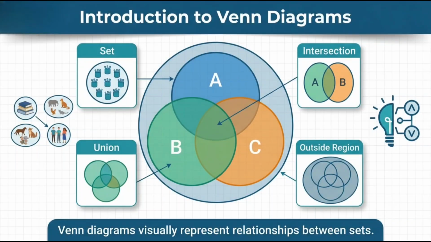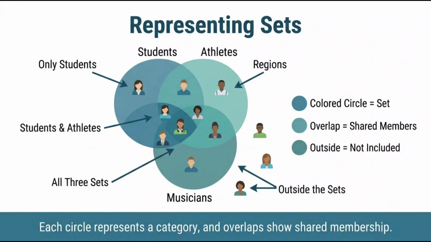Venn diagrams are visual tools that represent relationships between different groups or sets. They make logical reasoning easier to understand. Each circle represents a set or category. Overlapping regions show members shared by multiple sets, while separate regions represent differences.